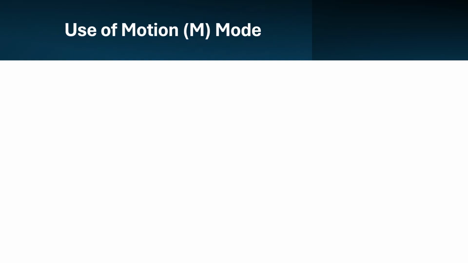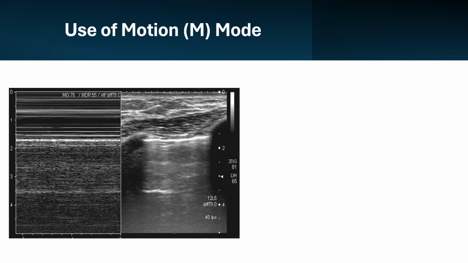Motion mode, or M mode, can be used when you're not sure whether your lung is sliding or not. M mode gives you superior temporal resolution. Let's take a look at the first image.